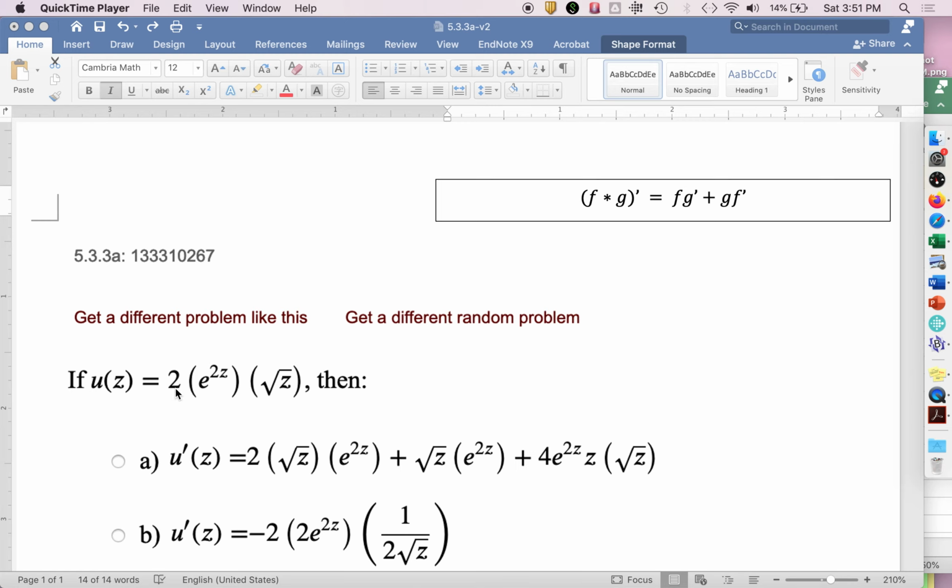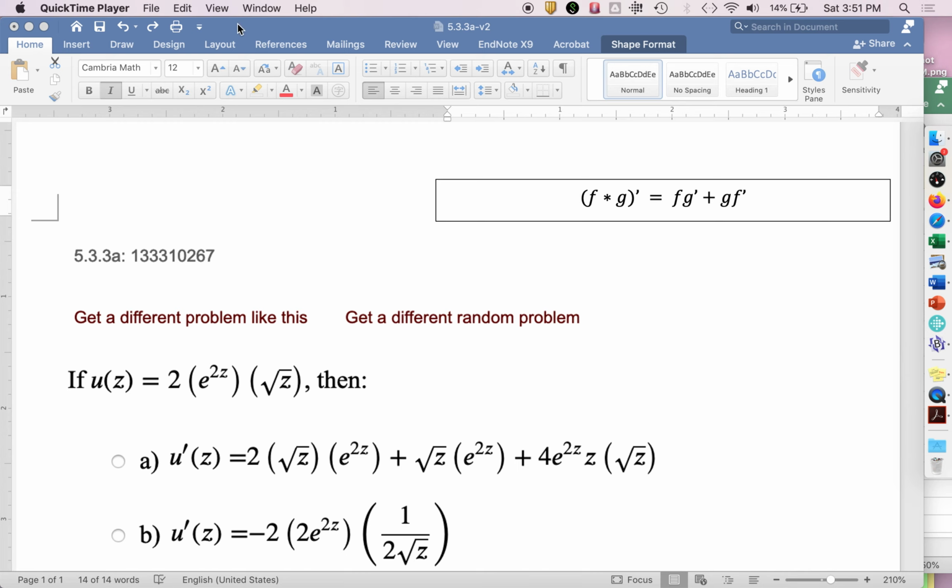Now, because there's no z over here with the 2, I can group the 2 with either the e to the 2z or the square root of z. The product rule says if we have f times g and we want to take the derivative, it's the left times the derivative of the right plus the right times the derivative of the left. F g prime plus g f prime. I used to have a friend that would make it kind of sing-songy. He'd go, it's left d right plus right d left.